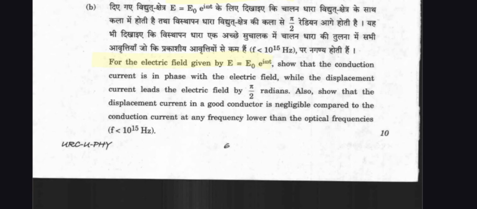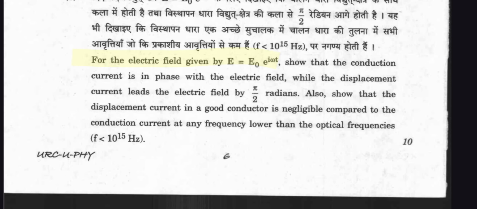For the electric field given by E equal to E0 e to the power i omega t, show that the conduction current is in phase with the electric field while the displacement current leads the electric field by pi/2 radians. Also show that the displacement current in a good conductor is negligible compared to the conduction current at any frequency lower than the optical frequency, f less than or equal to 10 to the power 15 Hz. And question number C is here.